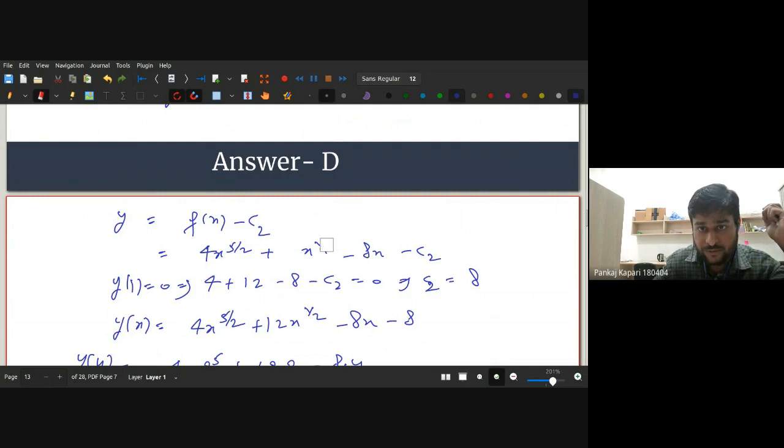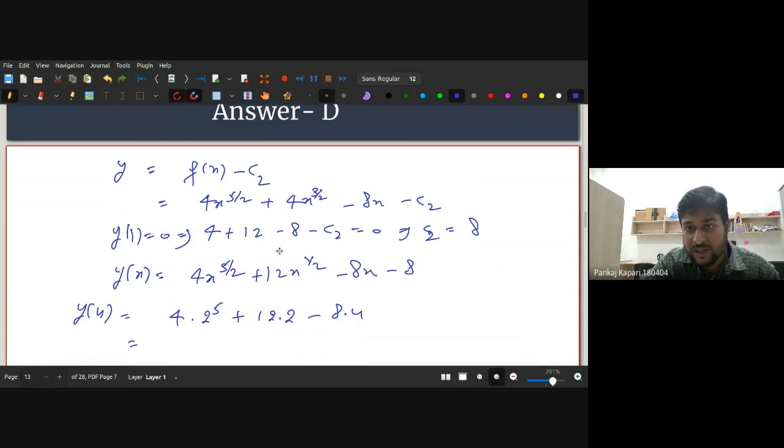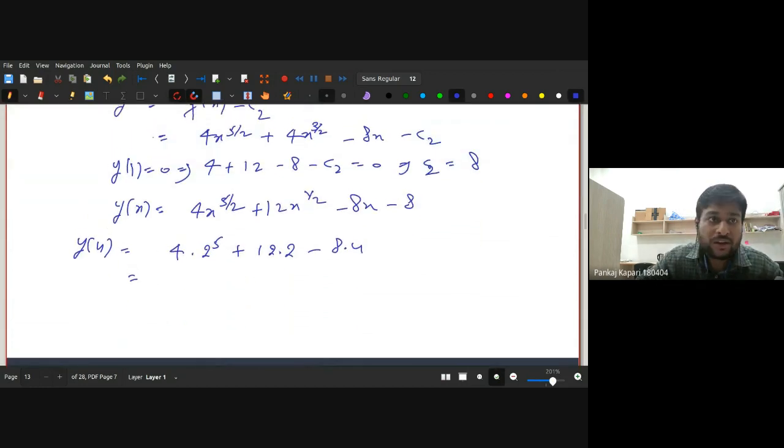Here we have 4 times x to the power 3 by 2 and minus 8x and minus again a constant. Now if we compute at 1, then you will have 4 plus 4 minus 8 C2, which is 0. Then C2 must be 0. Okay, so C2 is actually 0. So we don't have this minus 8. And also this will also change: 4 times x to the power 3 by 2.